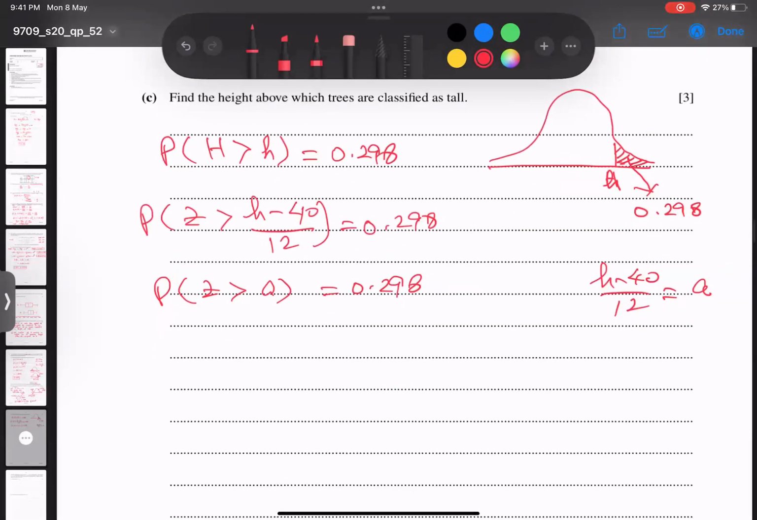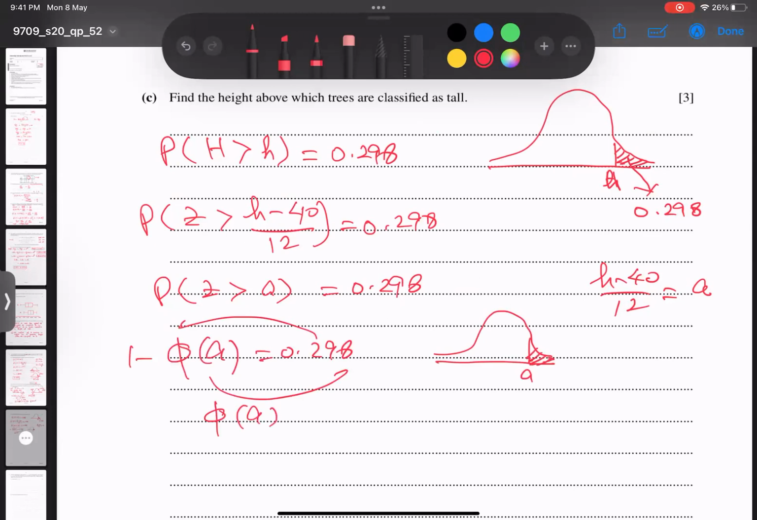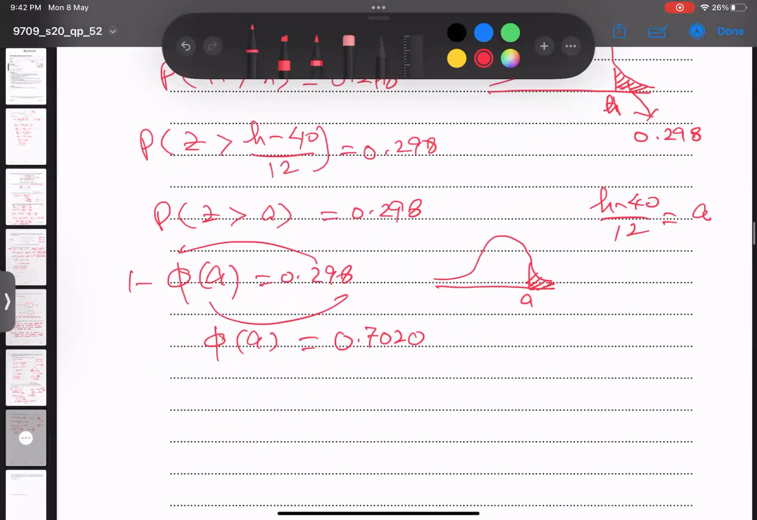Okay. Now students, bigger than a. Bigger than a is what? Let's say a is here, and this region bigger than a is 0.29. So phi of a will give you the white region, but I need the other one. So 1 minus that. So it goes there and it comes here. So phi of a is equal to, if you subtract, 0.702. Now, students, I put an extra zero here myself.